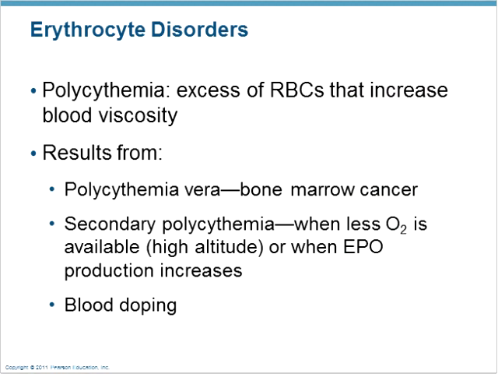We can also have polycythemia, which is an excess of red blood cells that increases the blood viscosity. There are two kinds of polycythemia. One is called polycythemia vera, or P. vera, and it's a type of bone marrow cancer that causes red blood cells to just be produced willy-nilly, and everything else is not produced.